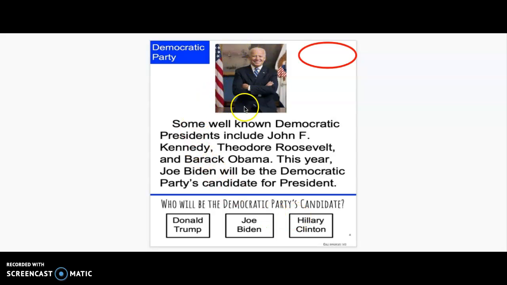Look back at this picture. Who do you think this is? Who will be the Democratic Party's candidate? Go ahead and pause the video to give your answers. That's right. The Democratic Party's candidate is Joe Biden.